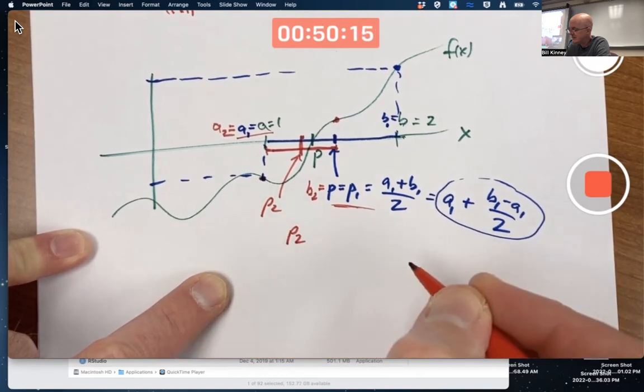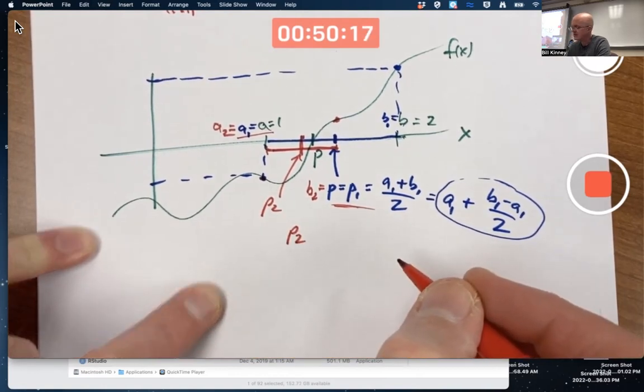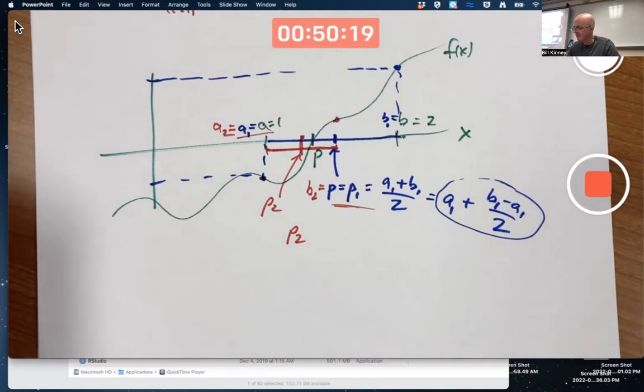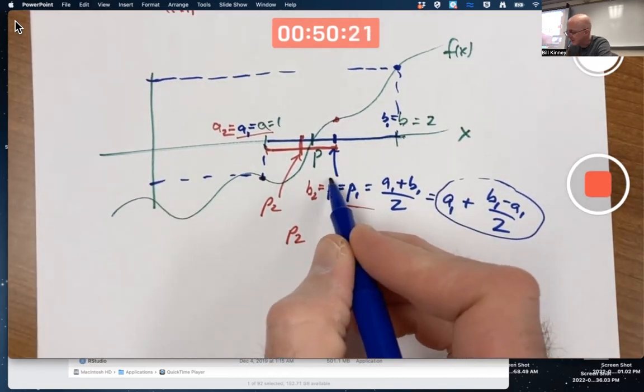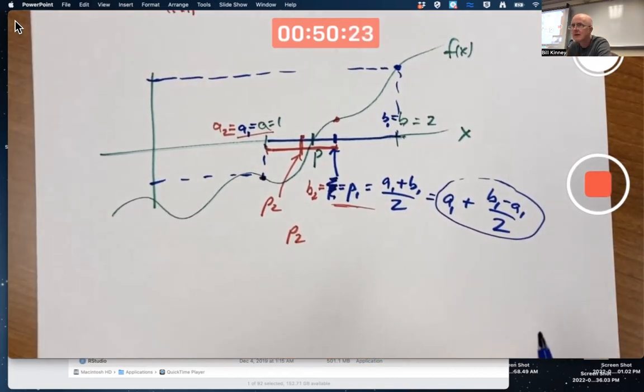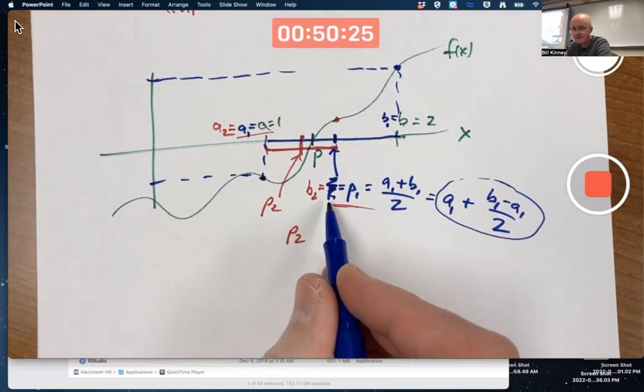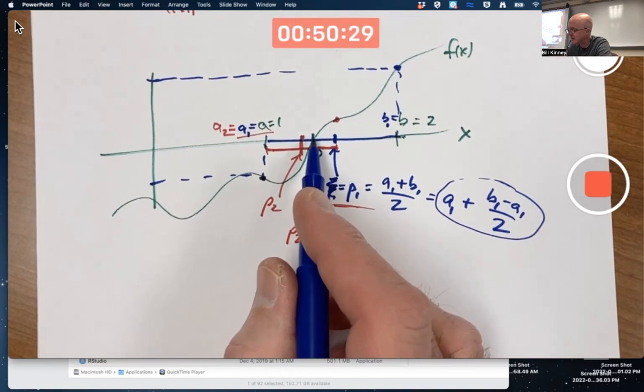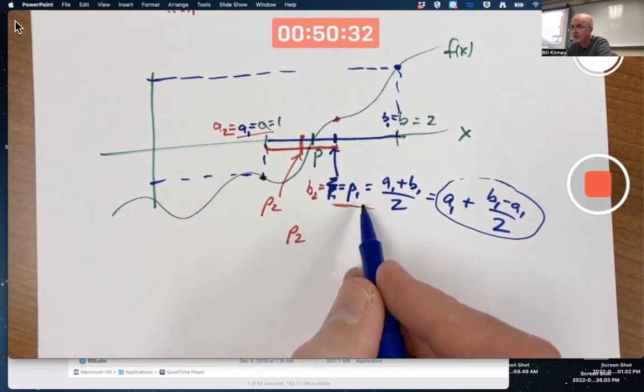Oh, I shouldn't have put a P there. Cross this off. I crossed that off right there. It was not equal to P. P is in green. That's the true root. It doesn't equal P1. That was confusing.